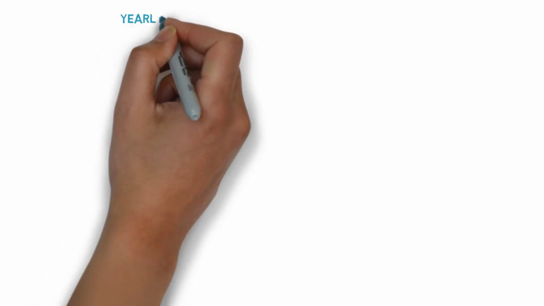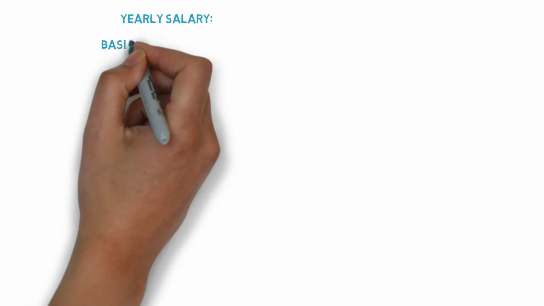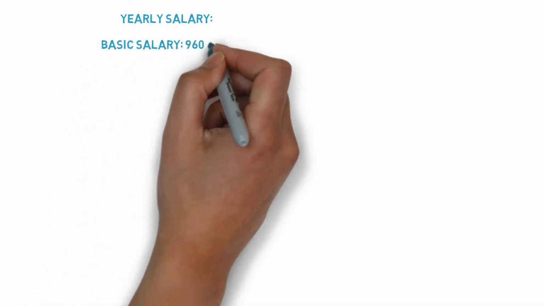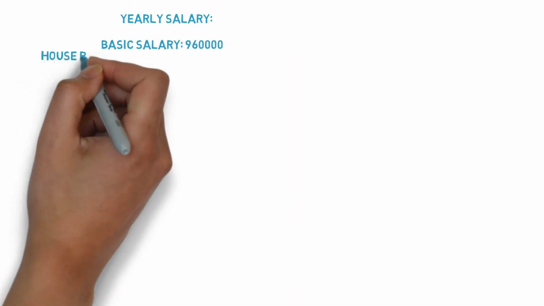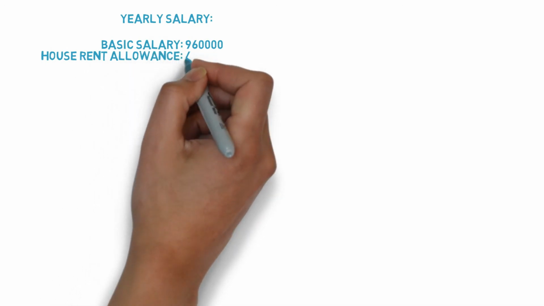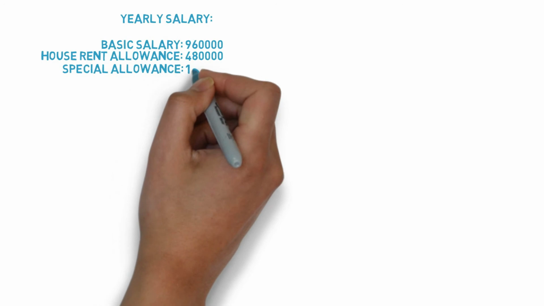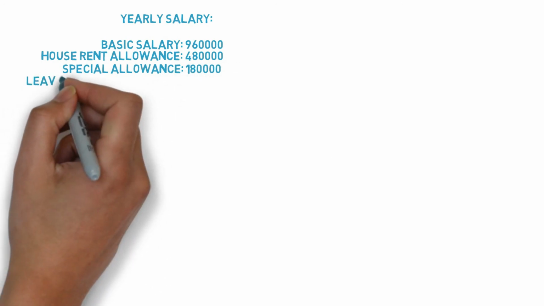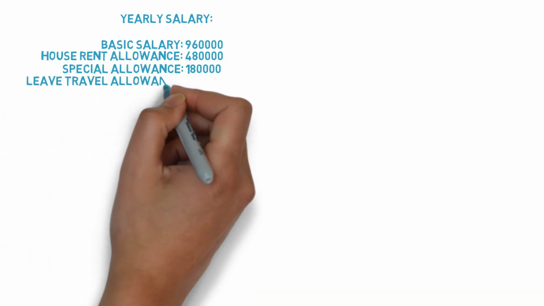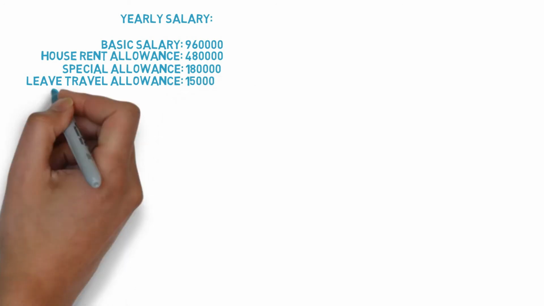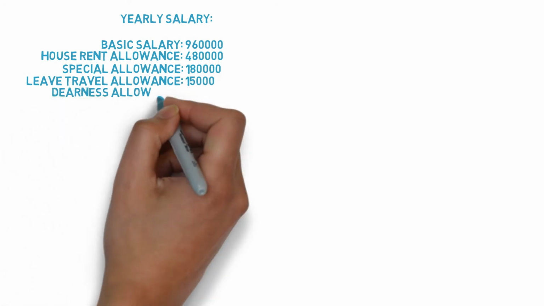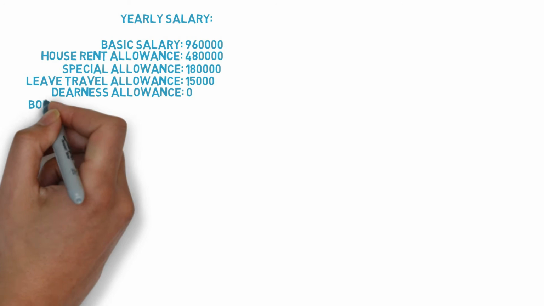So if we convert his monthly salary to annual, he gets a basic salary of 9,60,000 rupees. He gets an HRA of 4,80,000, special allowance of 1,80,000, LTA of 15,000, and here, as DA and bonuses are not paid, they are 0.